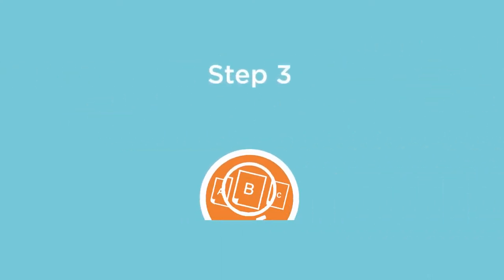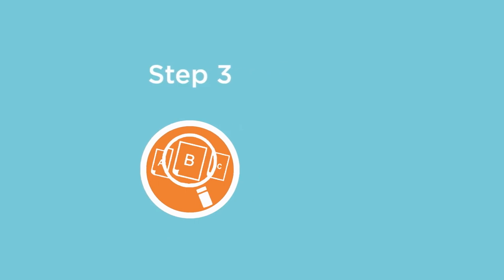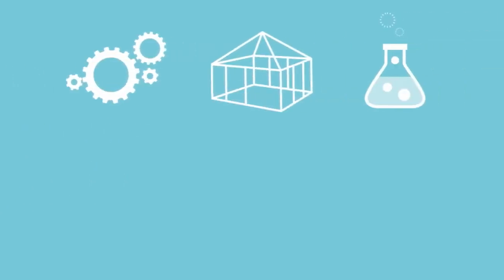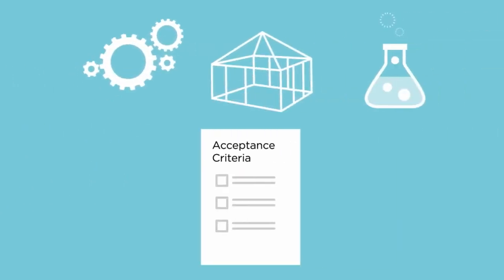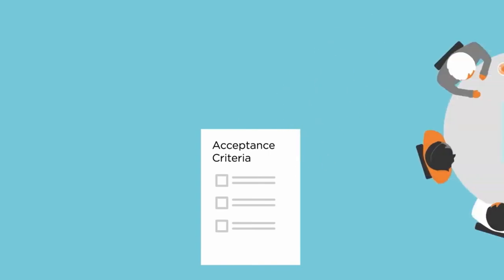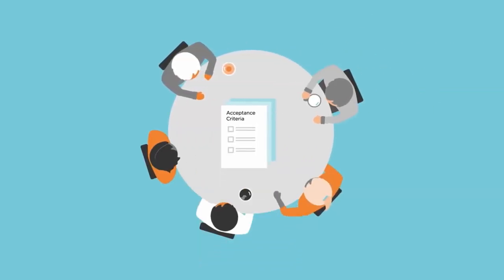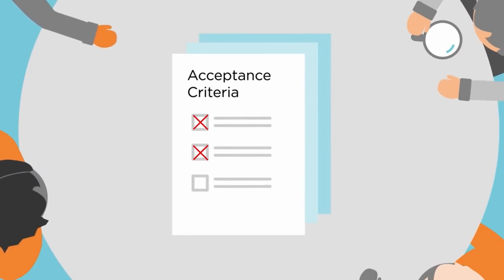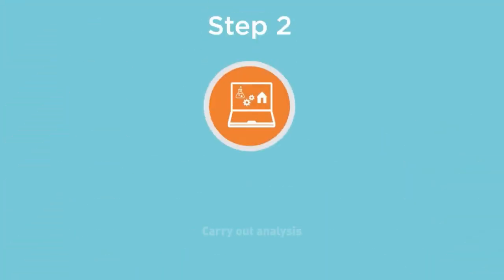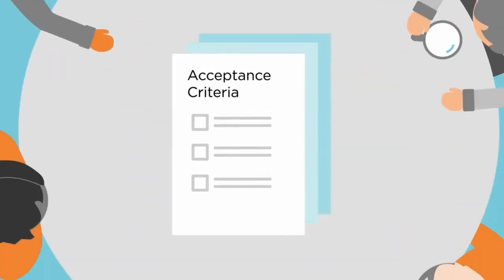Step 3. Evaluation. Once the analysis, modelling or testing is complete, the results are collated and evaluated to determine if the acceptance criteria have been met. If they are not met, then step 2 may need to be repeated until the acceptance criteria are satisfied.